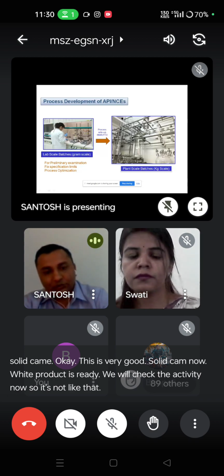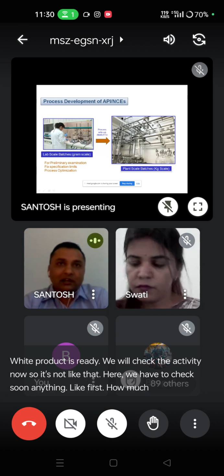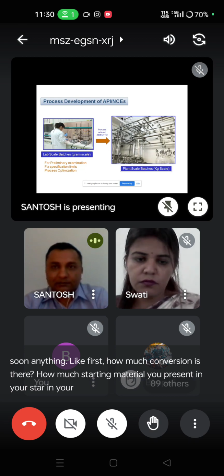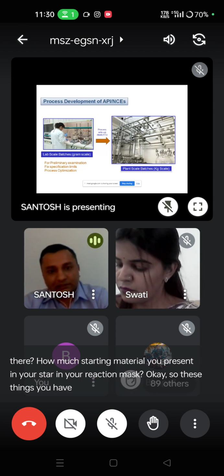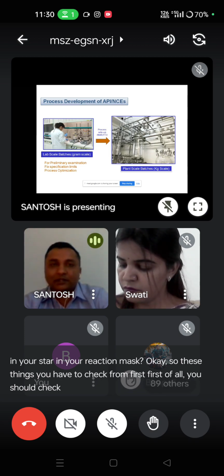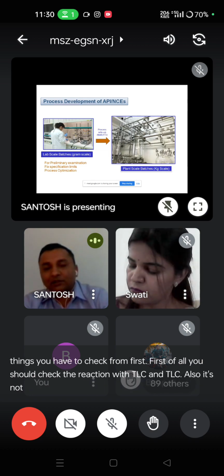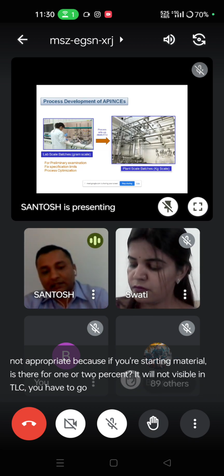Here we have to check so many things, like first how much conversion is there, how much starting material is present in your reaction mass. So these things you have to check first of all. You should check the reaction with TLC, and TLC also is not appropriate, because if your starting material is there for 1 or 2%, it will not be visible in TLC. You have to go for HPLC data.